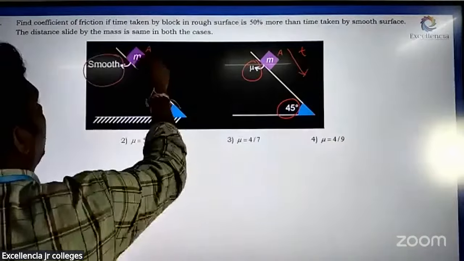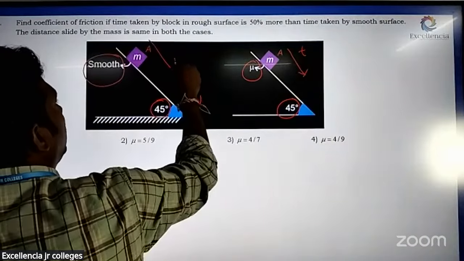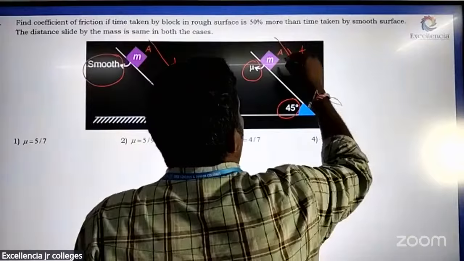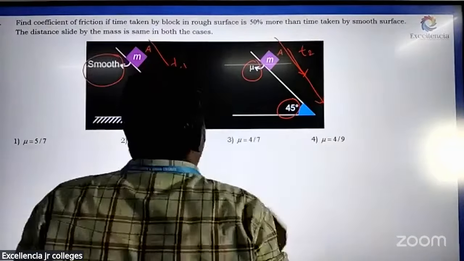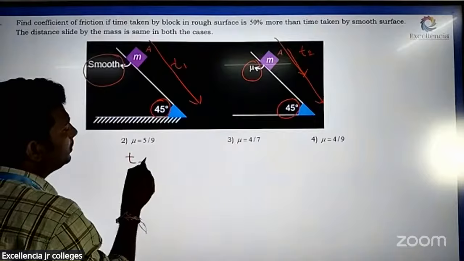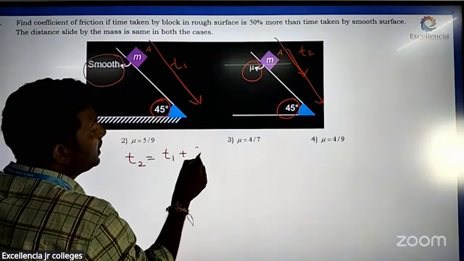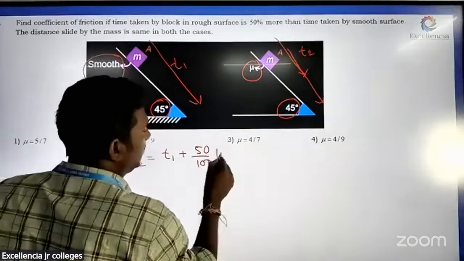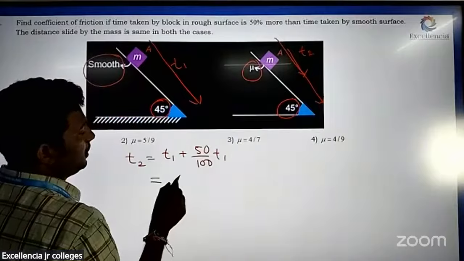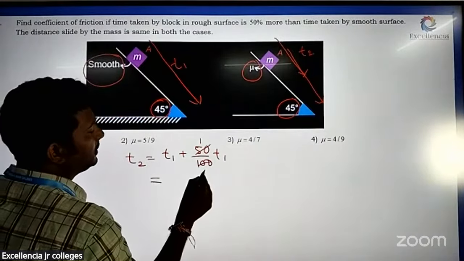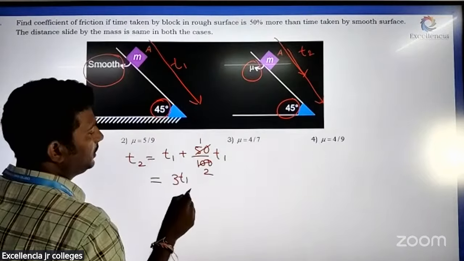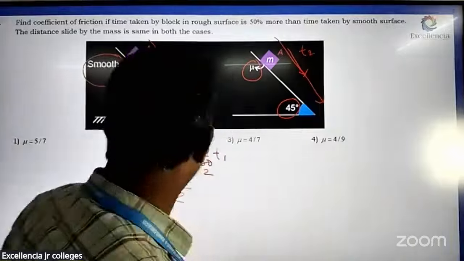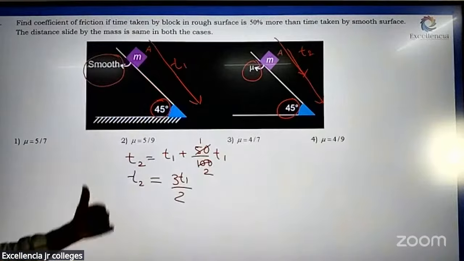Let us consider the time taken for the smooth plane to be T1 and the time taken for the rough surface to be T2. They gave that T2 equals T1 plus 50 by 100 T1. So from this you will get 3T1 by 2 as the time taken on the rough plane when compared with the smooth.